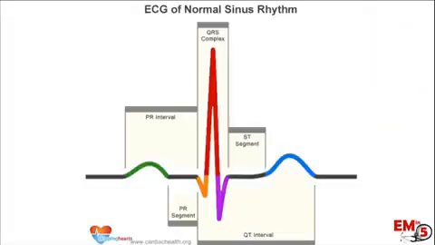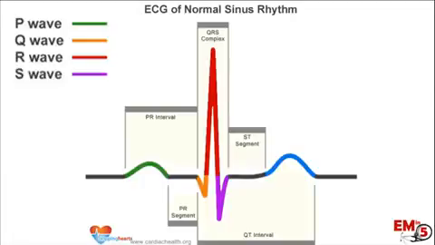So first off, let's review the waveform itself. So what's this wave here in green? So this would be the P wave. In orange, we have the Q wave. Then we have in red the R wave. Purple is the S wave. And lastly, we have the T wave in blue.